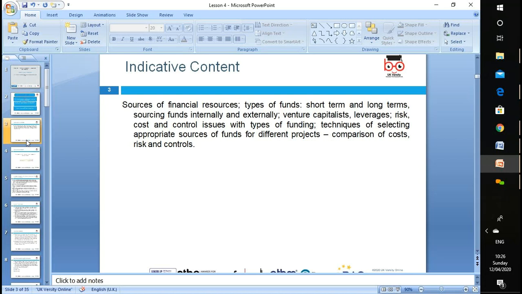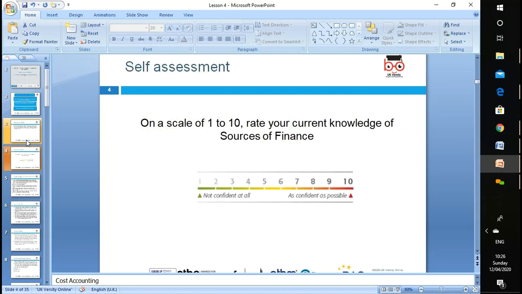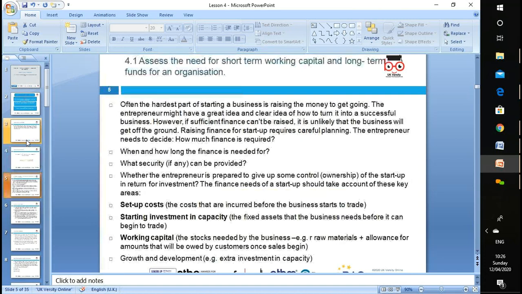The indicative content we have, which is to be learned in today's lesson: sources of finance, types of funds, short-term, long-term, internal, external, venture capital, leverage, risk, cost, issues, techniques of selecting appropriate sources of finance for different projects, and comparison of the cost and the risk. So all this will be the focus. Please rate yourself on your knowledge, from 1 to 10, maybe a 6 or a 7. At the end of the lesson, you can look back and see how much you have learned and how confident you are after this lesson.